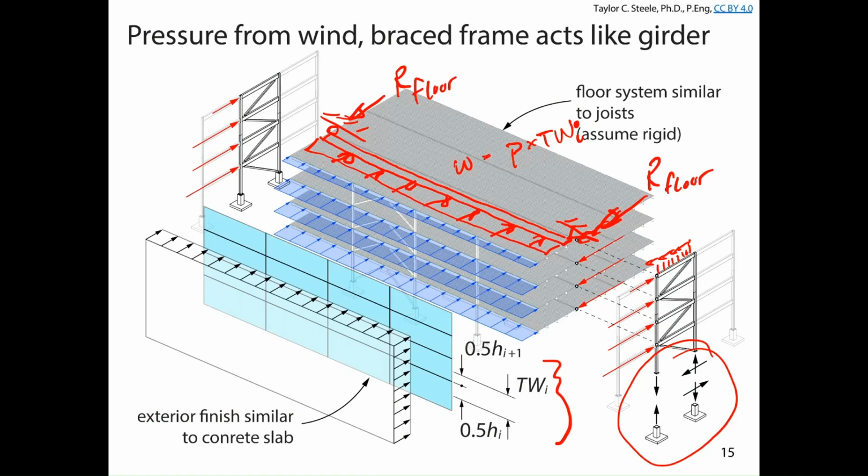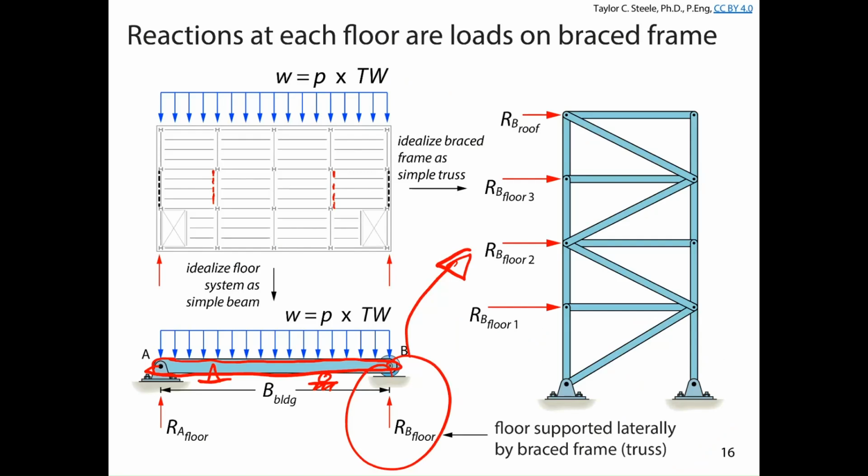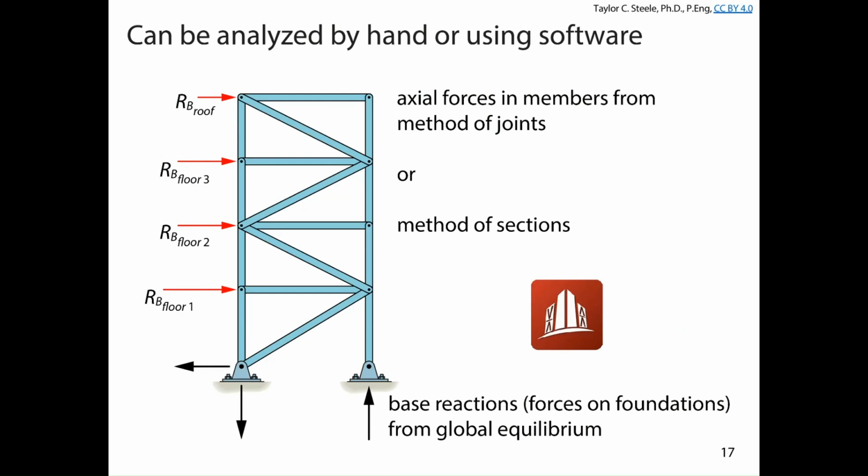And the structural analysis is something that you've done before. You can get the axial force of the members from method of joints or method of sections, and we practiced that on Monday. In this course, you don't need to do anything fancy other than method of joints and method of sections.